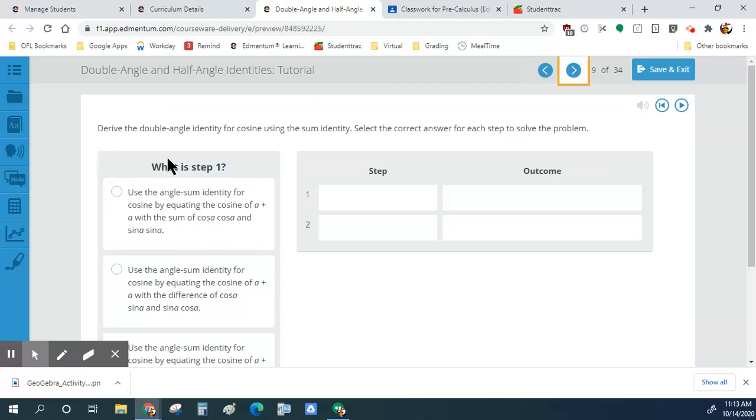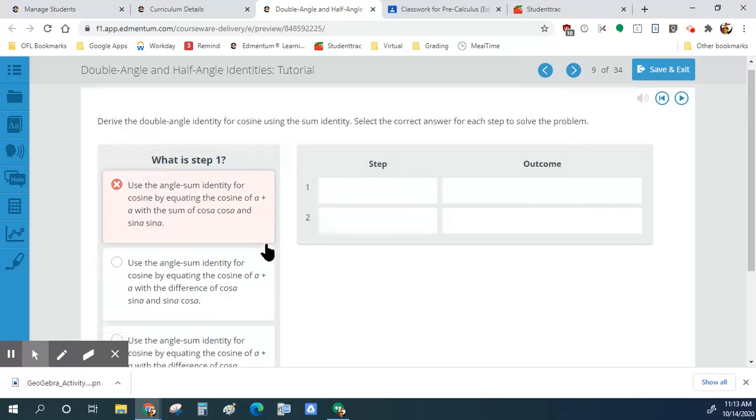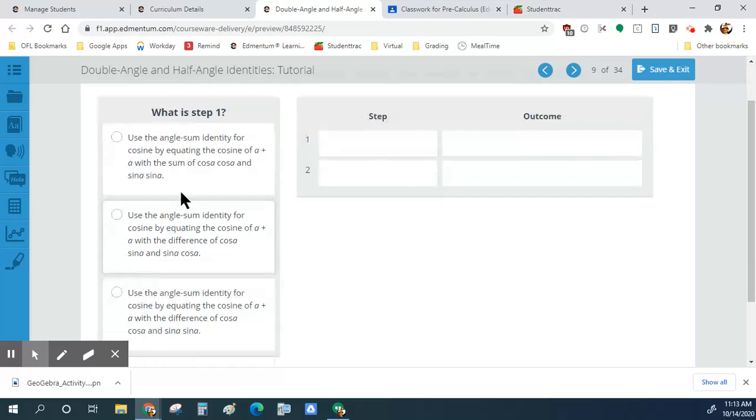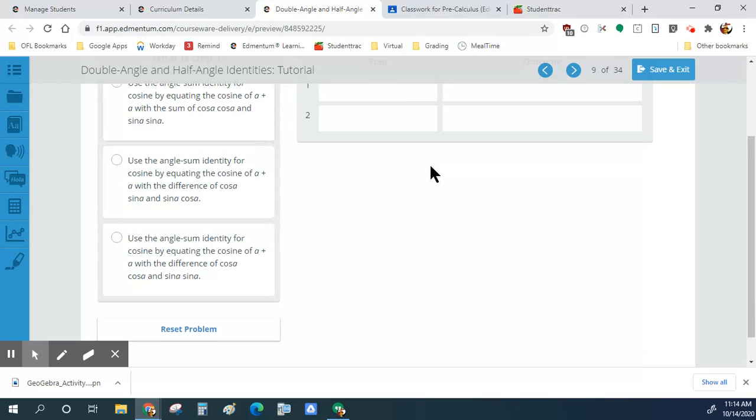So first thing, derive the double angle formula for the sum identity. So first things first, we're going to assume that the angles are the same. So use... Okay, so step one, we're going to use... What? We're not doing it for cosine? Oh, this one's wrong because I put the plus. It's not the sum. Cosine.